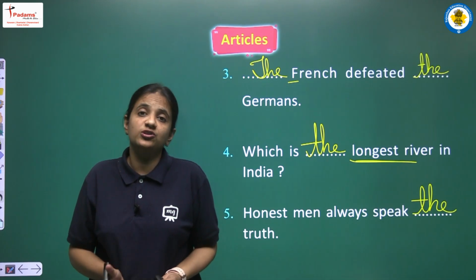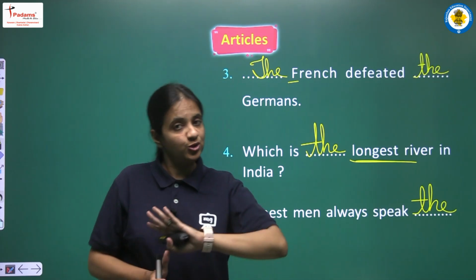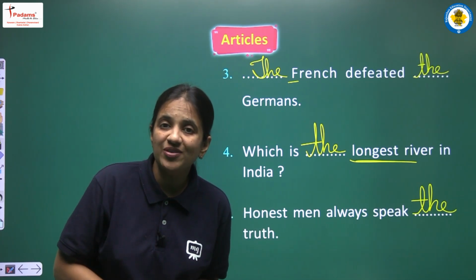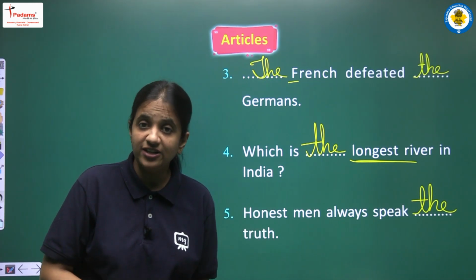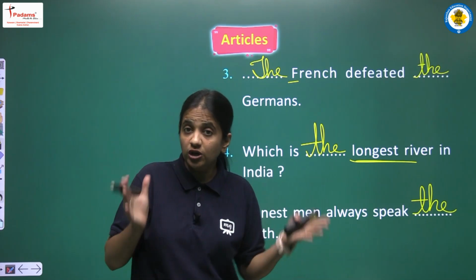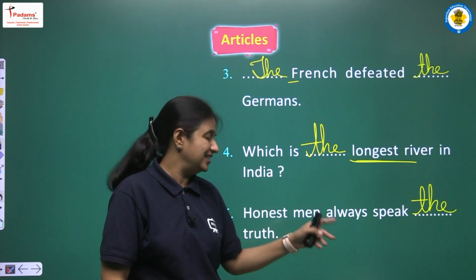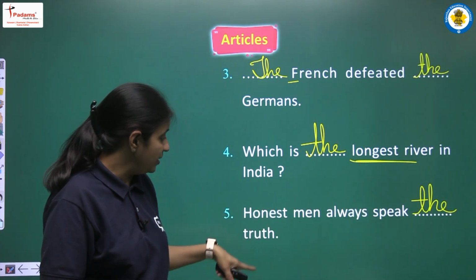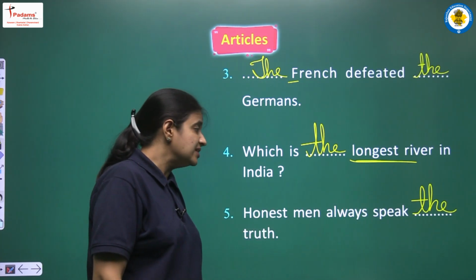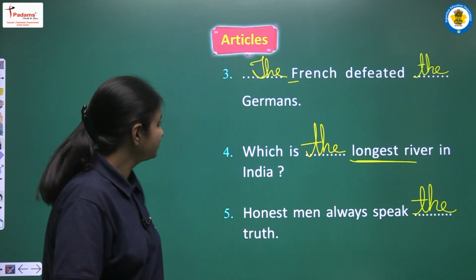The whole truth, okay? So they do not speak anything except the truth. Always and always they follow this policy that they speak the truth, right? So here we are talking about the whole truth, the complete truth, and this is the reason we are using the as an article, and the sentence will be: honest man always speak the truth.